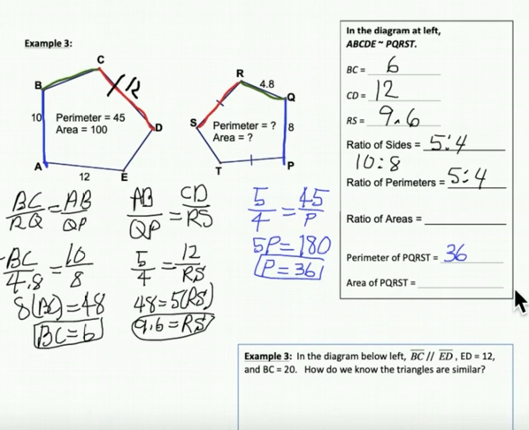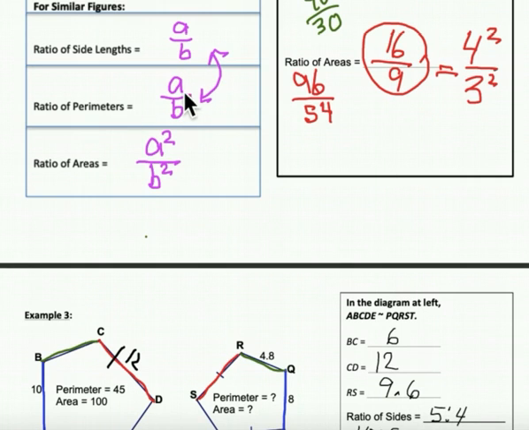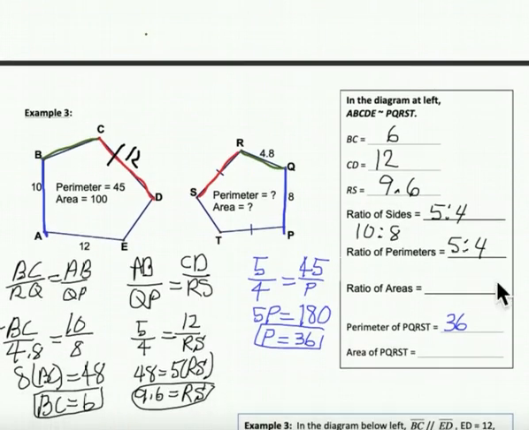Now let's find the missing area and the ratio of areas. Remember we said that the ratio of areas is going to be the ratio of perimeters just squared. So square both numbers. So I'm going to square the 5 and I'm going to square the 4, and that will give me a ratio of 5 squared. I'm going to put it down here where it came from too, so you'll know it's 5 squared to 4 squared. And that'll give me a ratio of 25 to 16.